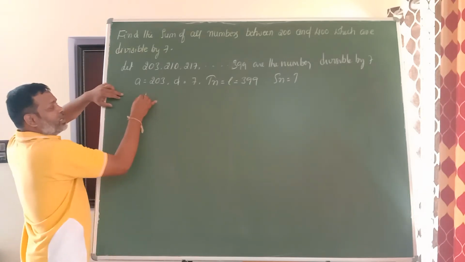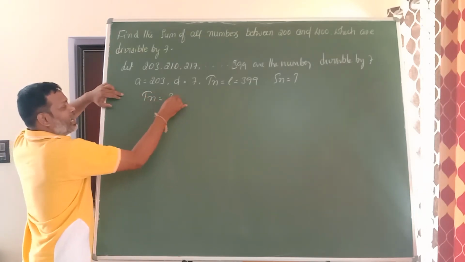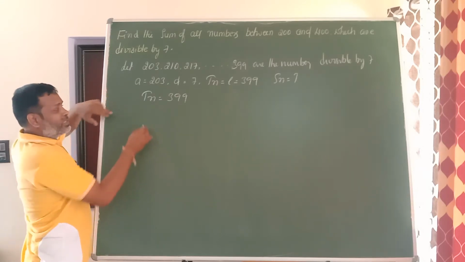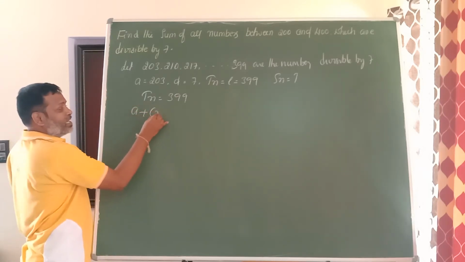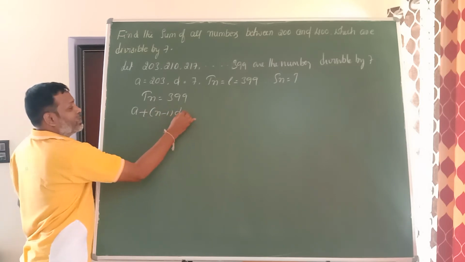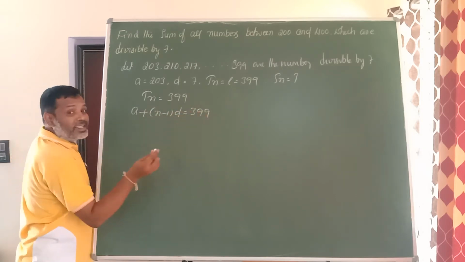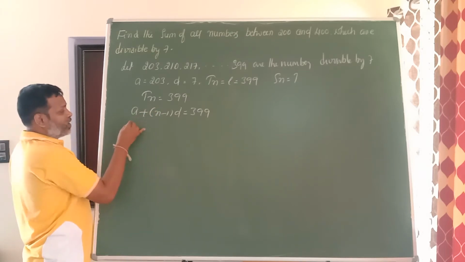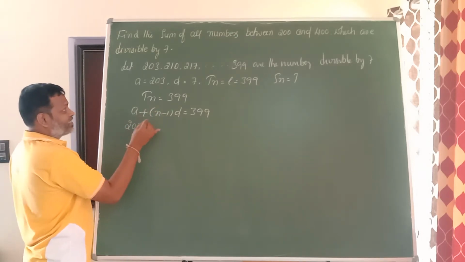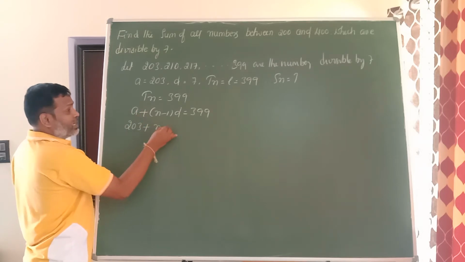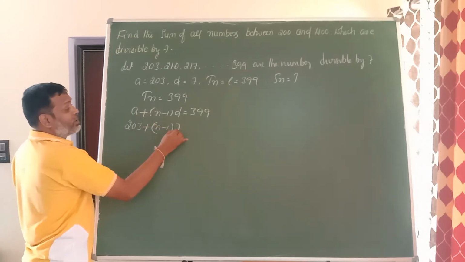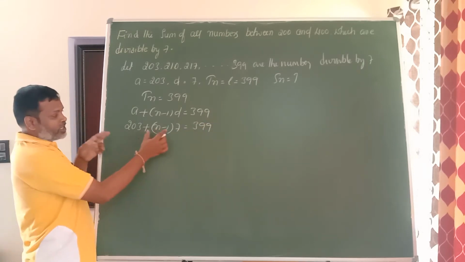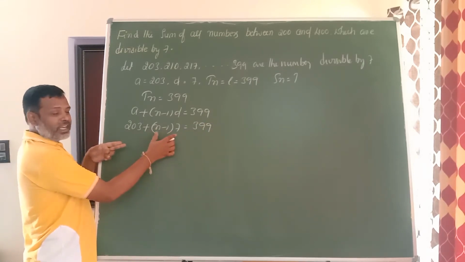So it is given that Tn is equal to 399. Just use the formula for Tn, which is A plus n minus 1 into D, that is equal to 399. Just substitute the values of A and D here. A is 203, plus n minus 1 into D, which is 7, that is equal to 399. Got my point? So now we wish to find the value of n from this equation.